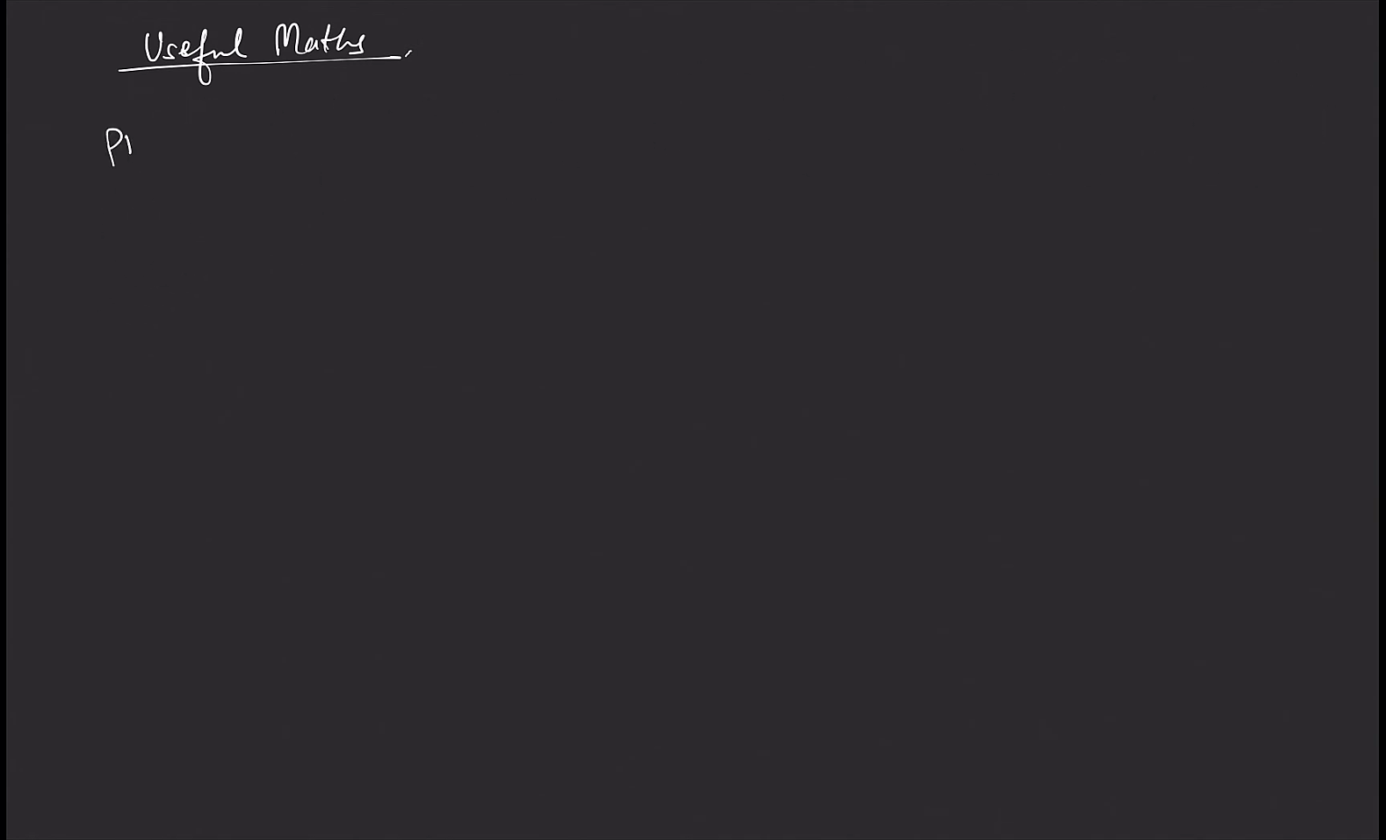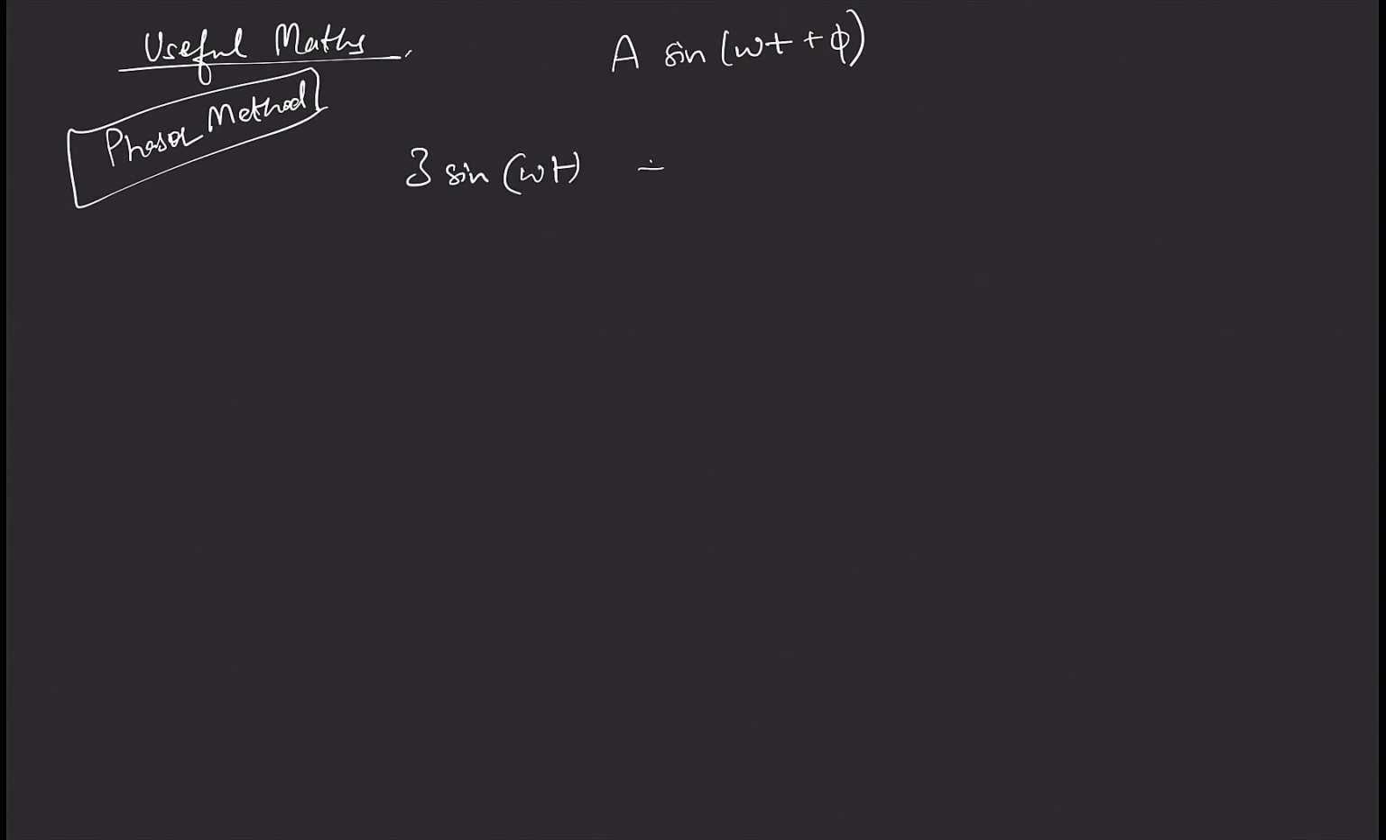The phasor method is a hack or a trick to calculate such values in the form of A sine of omega t plus phi. You can think about why it works intuitively, but I am not going into why it works; I am going to explain how it works in this video. So let's say you are given 3 sine omega t, the same thing, plus 4 sine of omega t plus pi by 2.